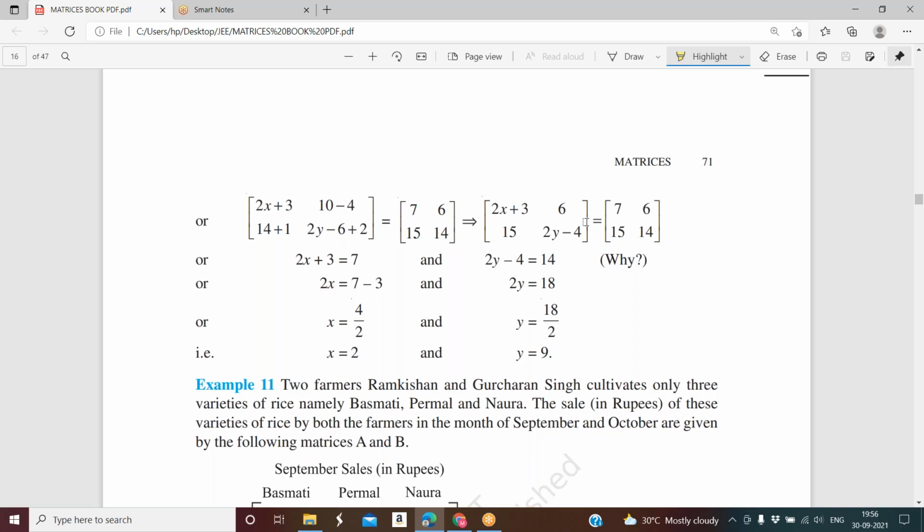Equal matrices means what you will do? You can equate the corresponding entries, right? So you will get 2x plus 3 equal to 7 and 2y minus 4 equal to 3. Other two entries are equal. So equate these two, you will get two equations and two unknowns. If you solve these two equations, then you will get the values of x and y. x value is 2 and y value is.